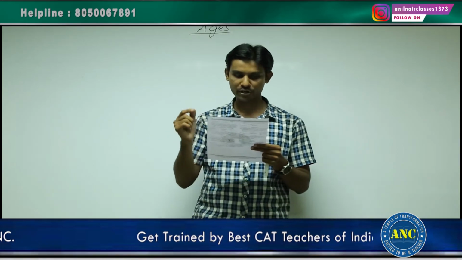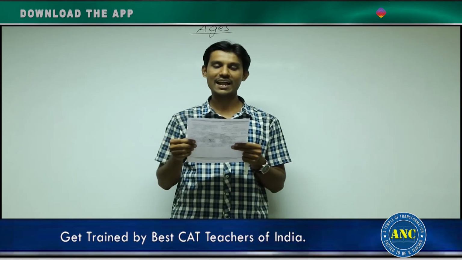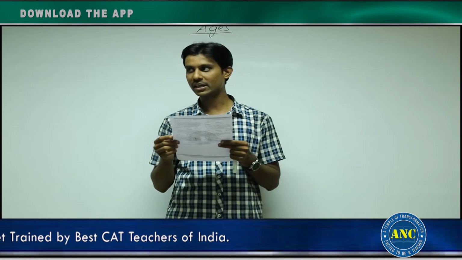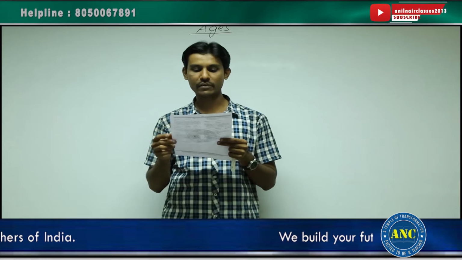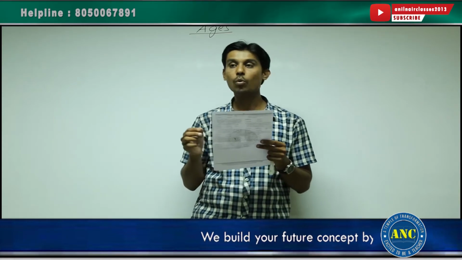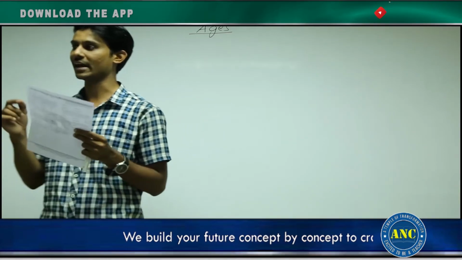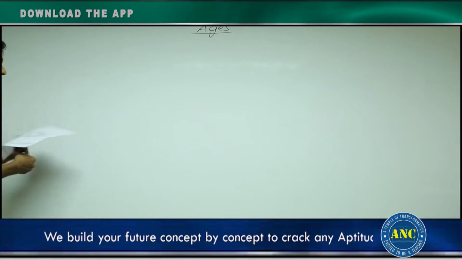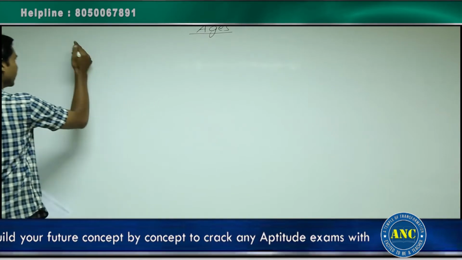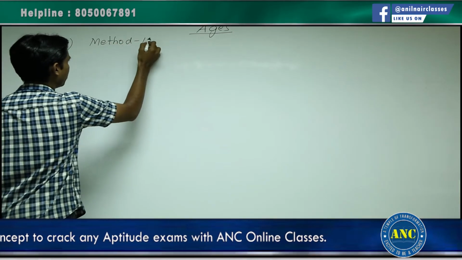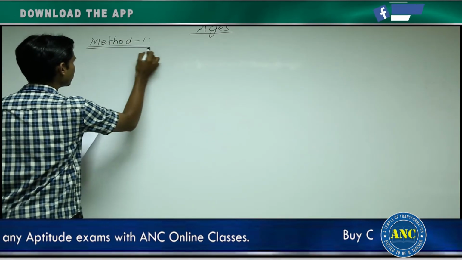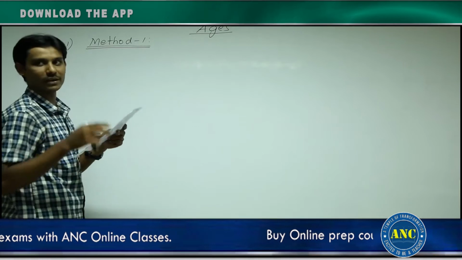First question. Sachin is younger than Rahul by 4 years. If their ages are in the respective ratio of 7:9, how old is Sachin? They are asking, what is the age of Sachin? I'll discuss 2 methods. Method 1. What did we understand from the question? There are 2 people, Sachin and Rahul.